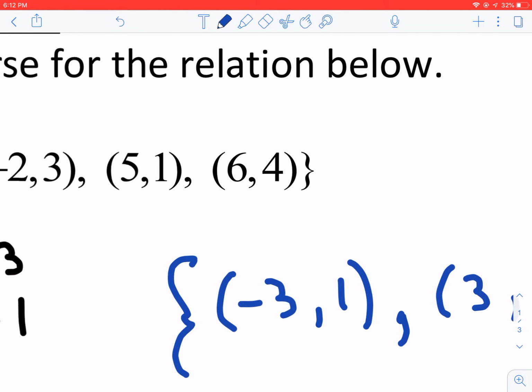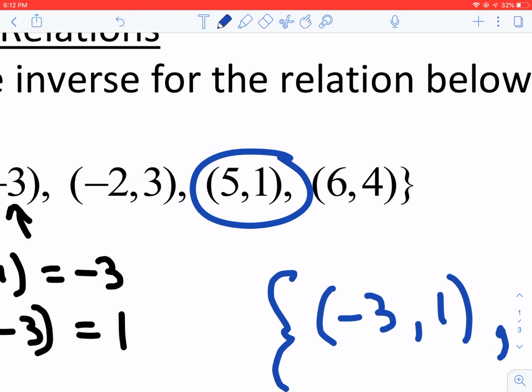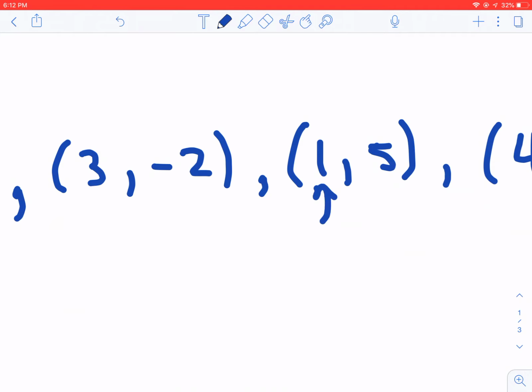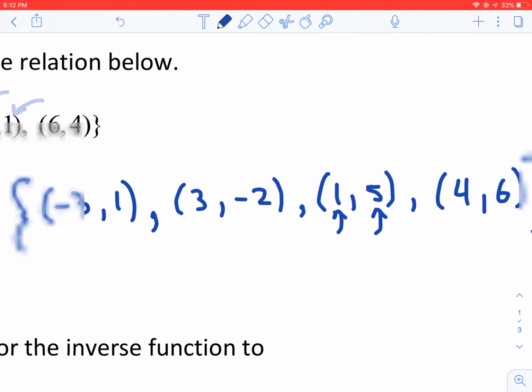This is saying, in the original, if I put in a 5, I get out a 1. Which means in the inverse, if I put in a 1, I'll get back out the original 5.